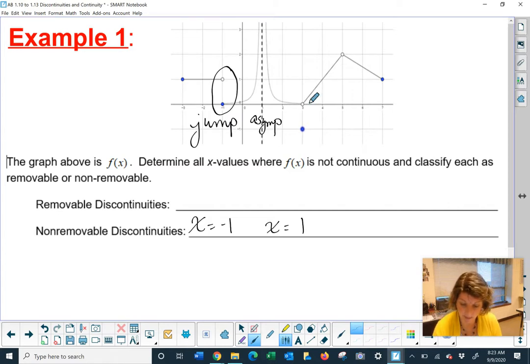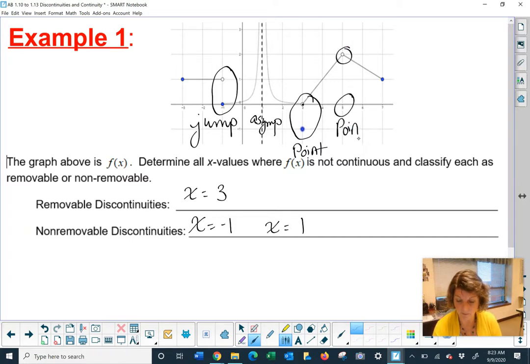The next thing I pick up is a point discontinuity. And that is removable because all I have to do is redefine that and I can fill in the point. So x equals 3 as a point discontinuity. And finally at 5 there, we also have point discontinuity.